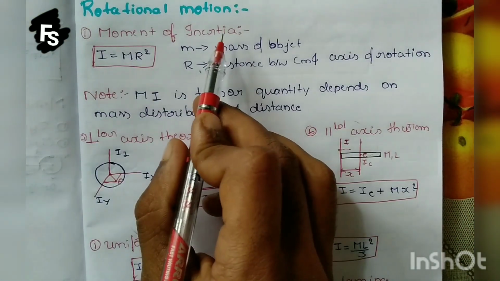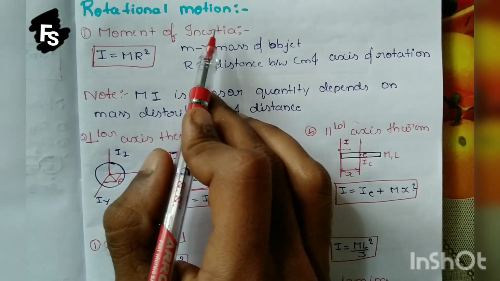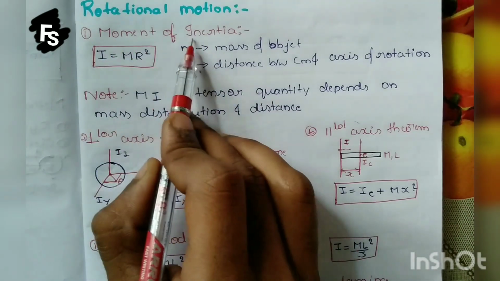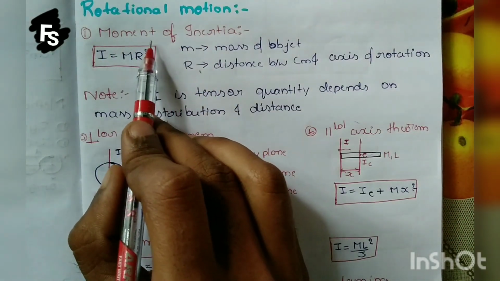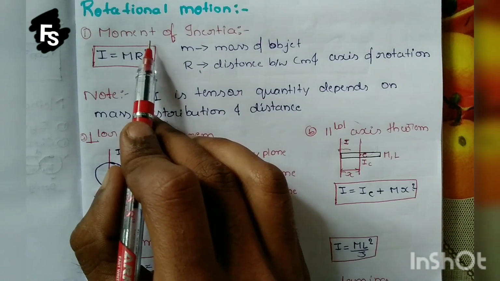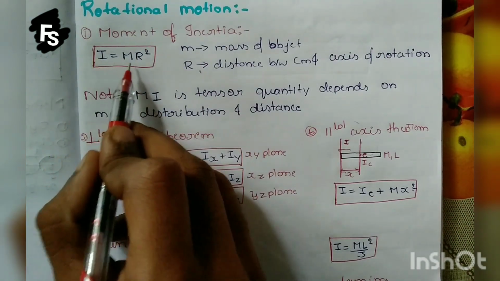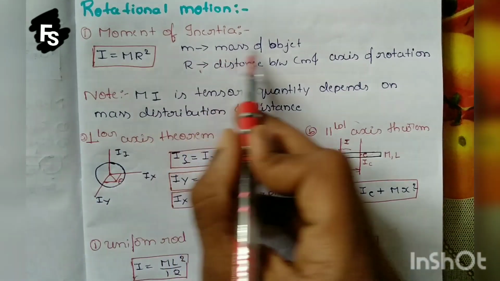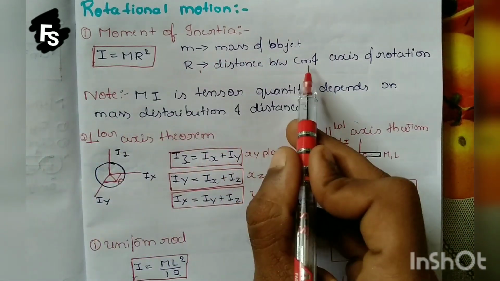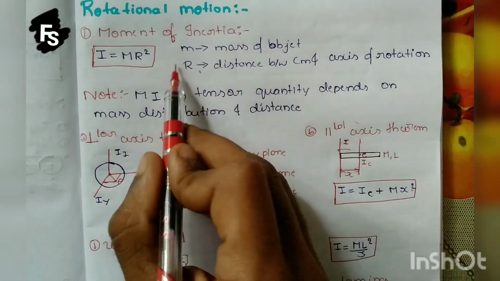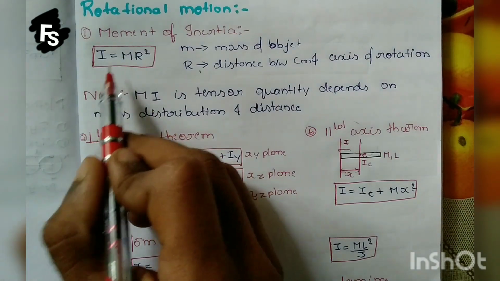Next, we move on to the rotational motion concept. In the rotational motion concept, I have to discuss moment of inertia. What is moment of inertia? Moment of inertia means I is equal to mr square. M means mass of the object and r means distance between the center of mass and the axis of rotation. This is called moment of inertia.